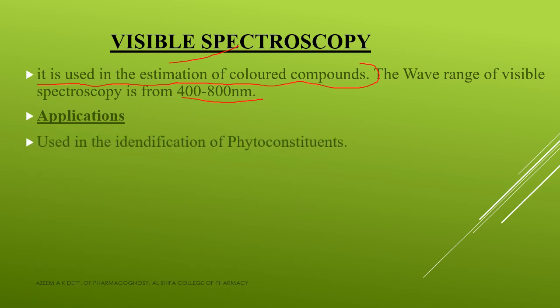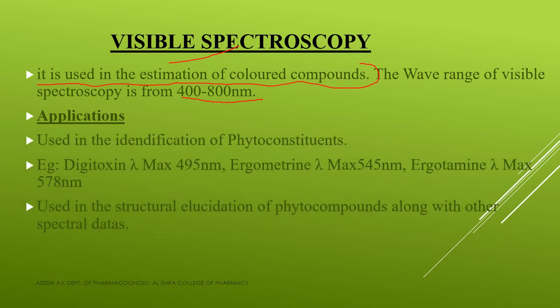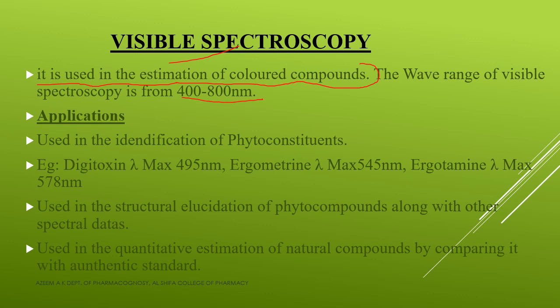Now we can see the various applications of visible spectroscopy. The first application is its use in the identification of phytoconstituents. The common example is digitoxin, with lambda max of 495 nanometer. Then ergometrine, the lambda max is 545 nanometer. Then ergotamine, it is 578 nanometer.